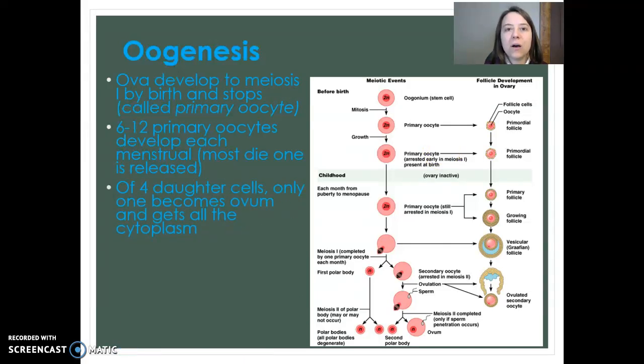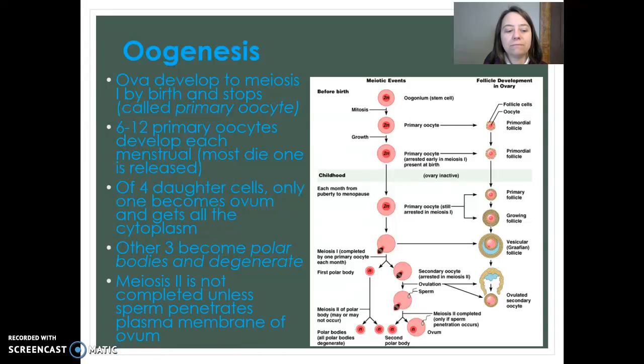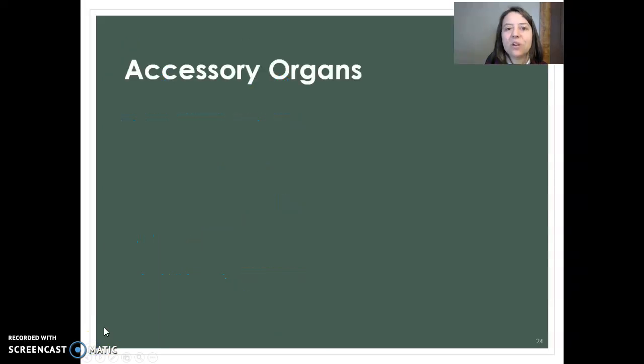So then, once that 1 ovum undergoes meiosis, you will get 4 daughter cells, but only 1, like we talked about, becomes the ovum and gets all the cytoplasm. The rest of them become polar bodies and degenerate. And we talked about how meiosis 2 is not completed until a sperm penetrates the plasma membrane of the ovum. So those are the gonads.